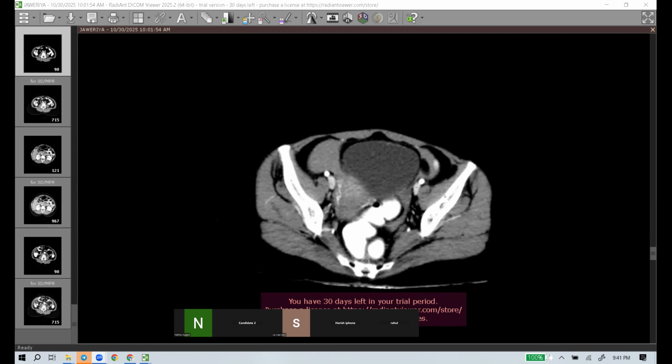Yeah, can you hear me? Yes, sir, I can hear you. So if I give a scenario where UPT is negative, what would be your differentials? I would like to review my images again to look for the appendix. If I'm able to trace the appendix, whether this could be an appendicular abscess or appendicitis which has ruptured.